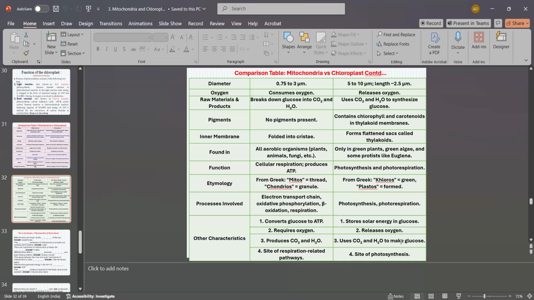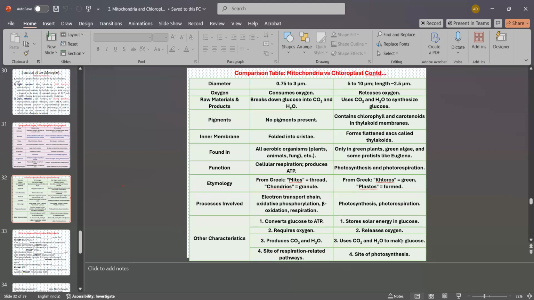Functions: cellular respiration to produce ATP in mitochondria; photosynthesis and photorespiration in chloroplast. Etymology: mitochondria, from Greek mitos, thread, and chondrion, granules. Chloroplast, from the Greek words chloros, green, and plastos, formed. Then processes involved in mitochondria: electron transport chain, oxidative phosphorylation, beta oxidation, respiration. These are all activities involved in the mitochondria. Then photosynthesis and photorespiration are involved in the chloroplast.